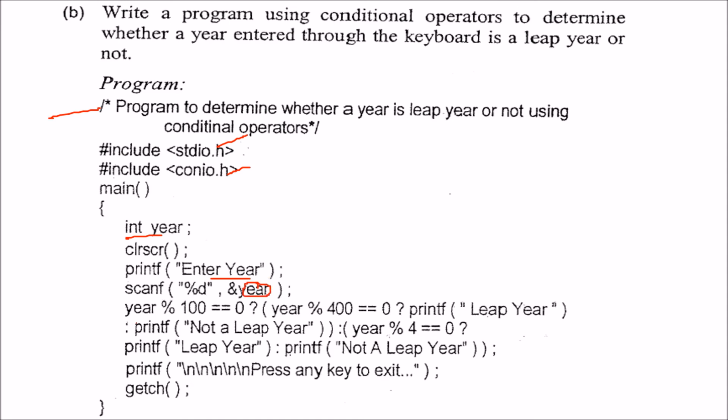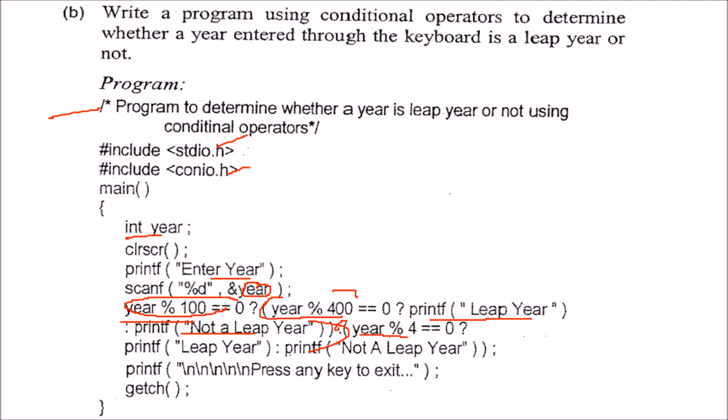Scanf. Then if this year modulo 100 is equal to 0, then if this is there, we have to check for one more condition. We go inside and we check for year modulo 400. If it is 0, then we printf leap year. Otherwise, we printf not a leap year. Right? Then if this condition is true, then we go from here to here. Otherwise, after the colon we go here.